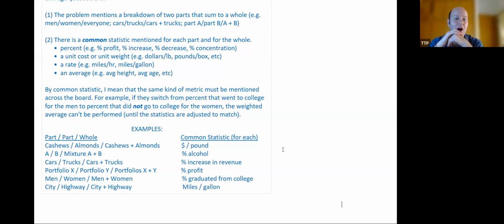It can show up in the IR, and it almost inevitably will show up in IR. Those of you who are switching over to GMAT Focus, how many of you are doing GMAT Focus? Okay, no, you're still trying to get in under the wire.